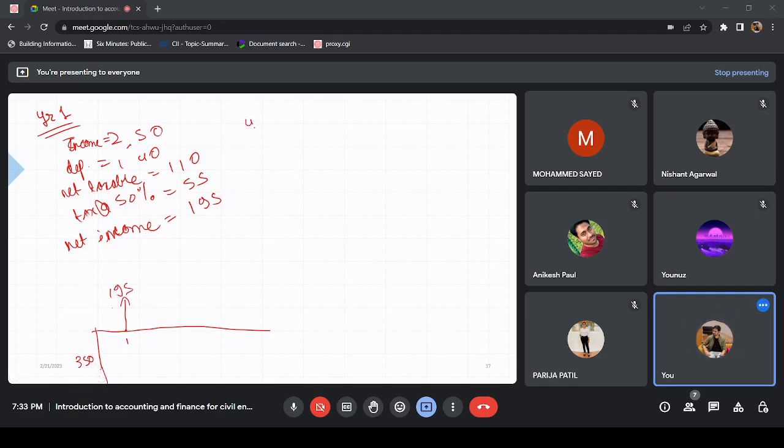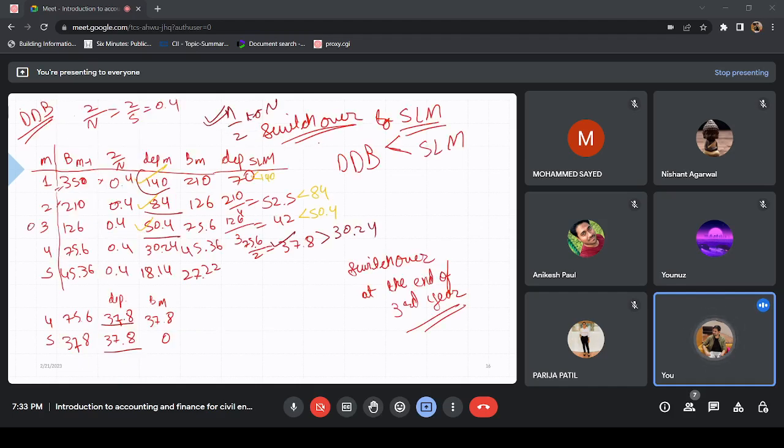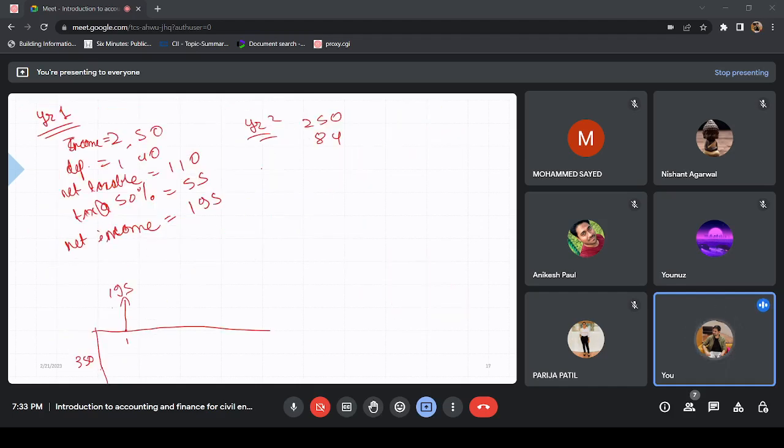What about year 2? Income is again 250. Depreciation has reduced to 84. So net taxable becomes how much? 166, right? So taxing this at 50%, it becomes 83. So net income is 167.